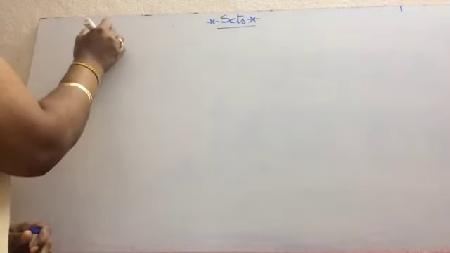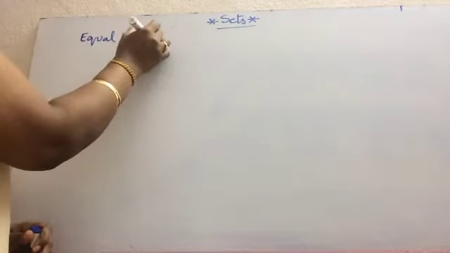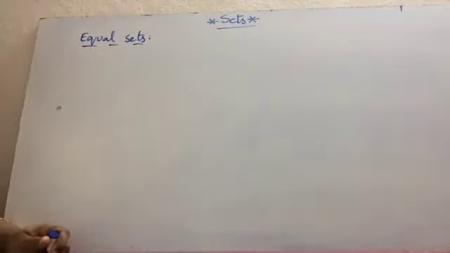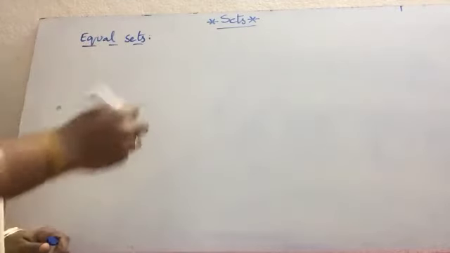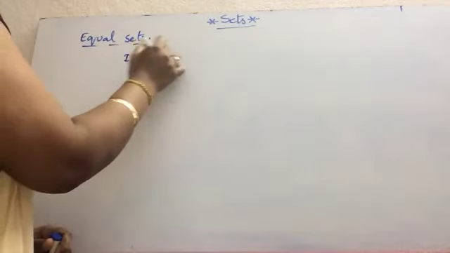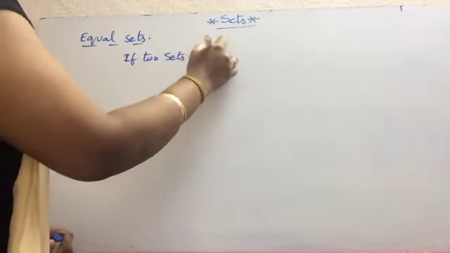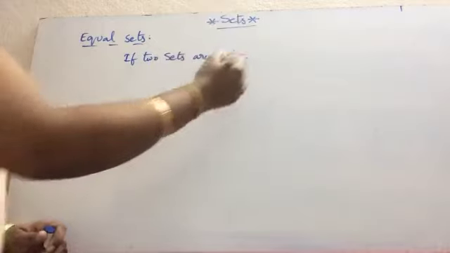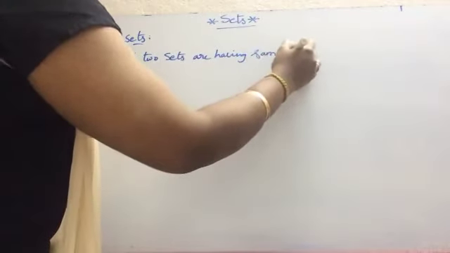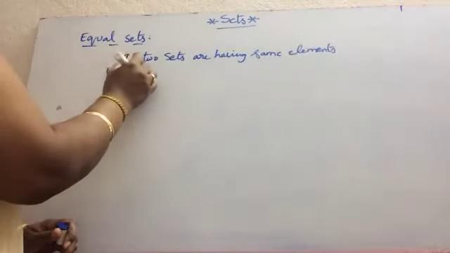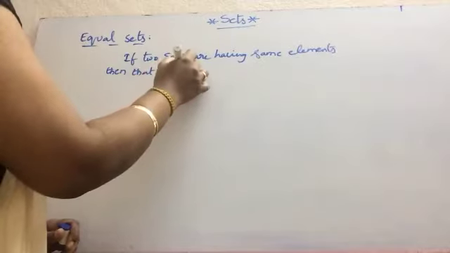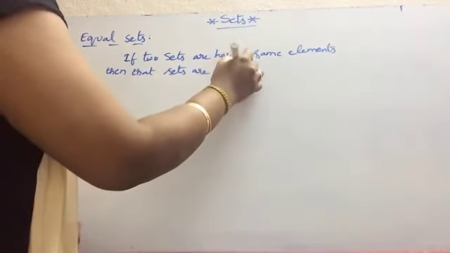Hi students. Today we will discuss sets, equal sets. When will we get equal sets? If two sets are having the same elements, then those sets are known as equal sets.